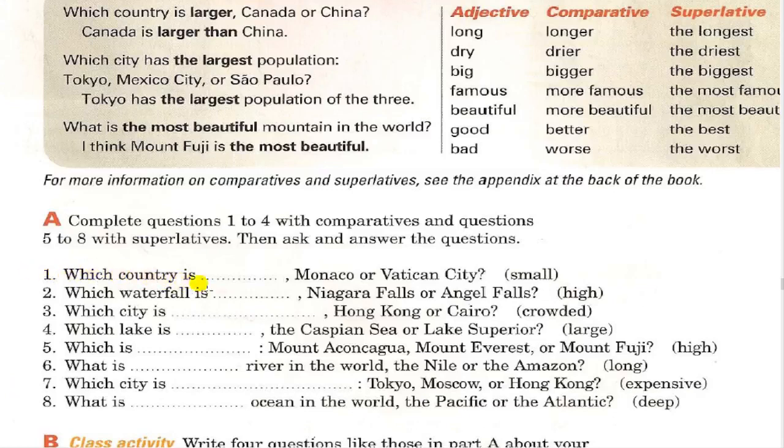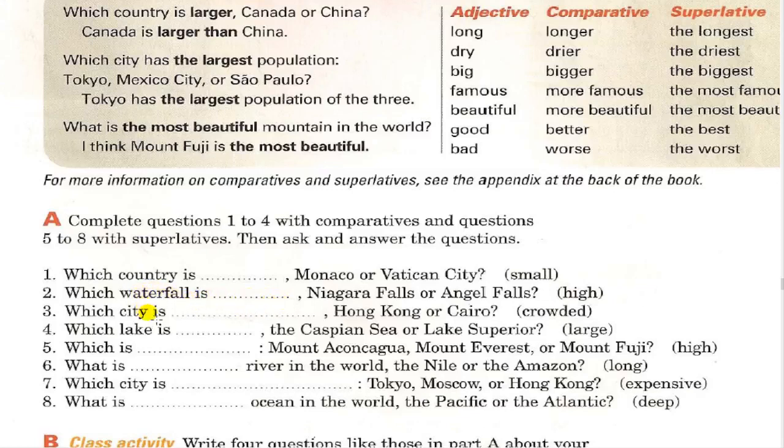1. Which country is Monaco or Vatican City? Small. Smaller. Which country is smaller, Monaco or Vatican City? Smaller. 2. Which waterfall is Niagara Falls? High? ER, higher. Which waterfall is higher? Niagara Falls or Angel Falls?